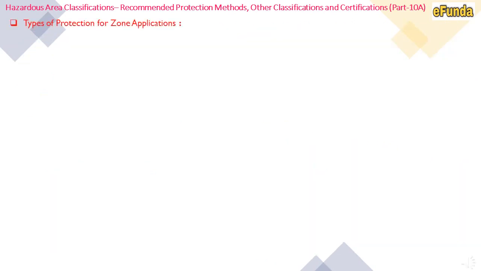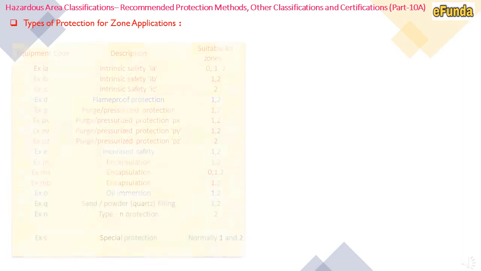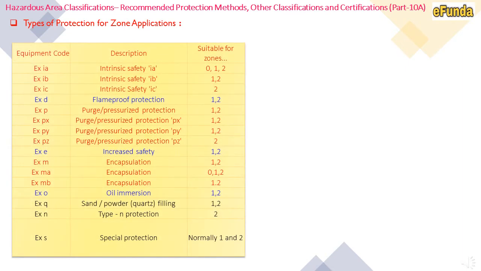Moving on to types of protection for zone application. Refer to the table below where equipment code, description and suitable zones are defined. One can see whatever protection methods we have seen are listed and identified in the table. Please refer to the table and study carefully so as to understand the applicable protection, their description and suitability of their application with respect to the applicable zone. EXIA, IB, IC: IA is applicable for zone 0, 1 and 2, whereas IB is applicable to zone 1 and zone 2. IC is applicable only for zone 2.